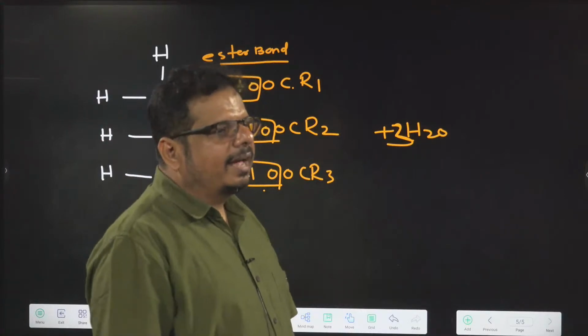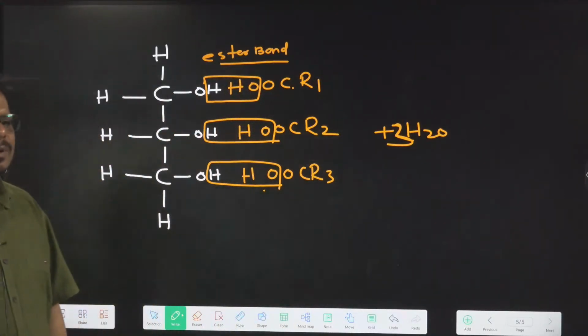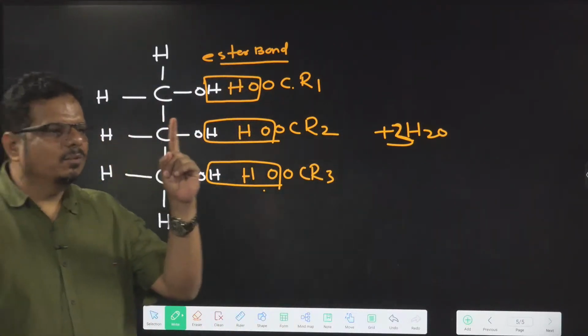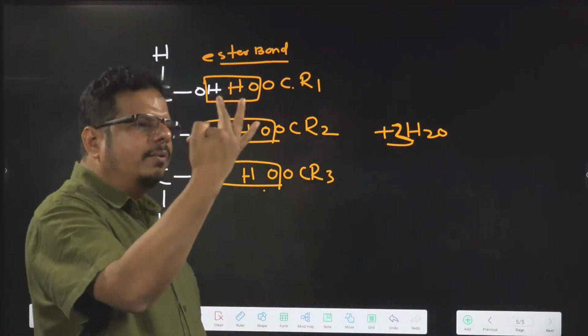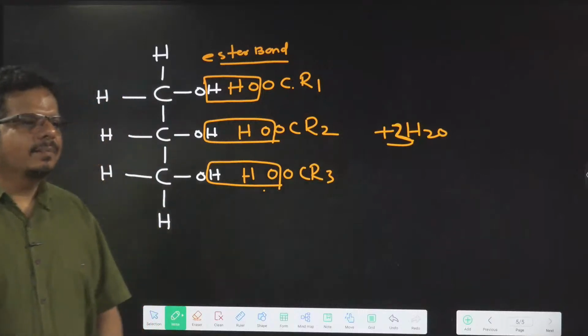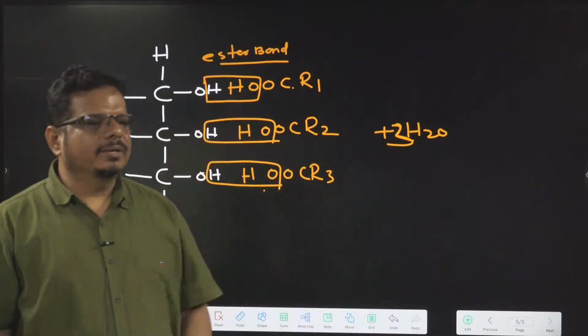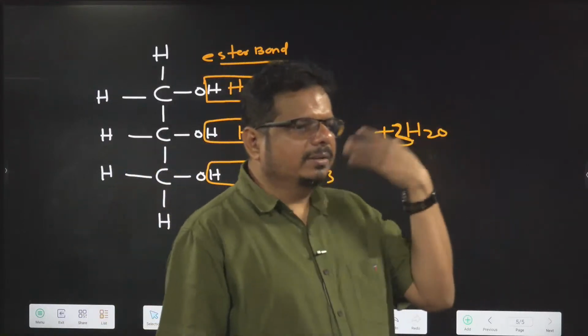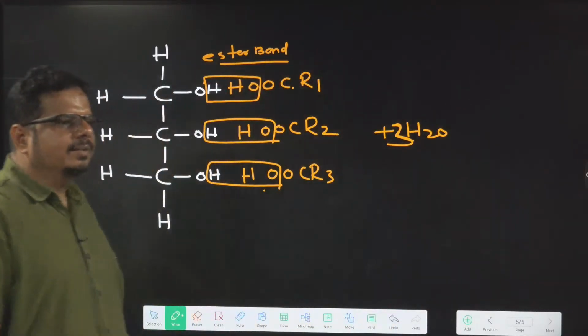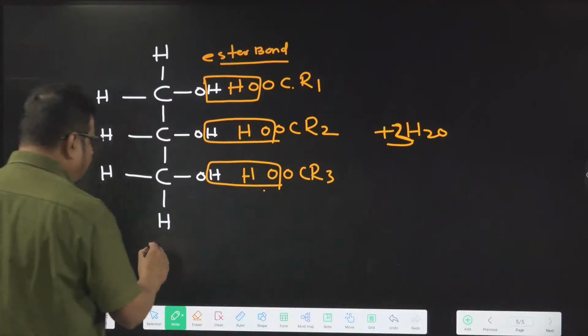So the structure at present on the board is triglyceride. In triglyceride, how many glycerol are involved? 1 glycerol. How many fatty acids are involved? 3 fatty acids. How many ester bonds? 3 ester bonds. And how many water molecules will be removed? 3 water molecules. And this structure which is formed here is basically triglyceride.